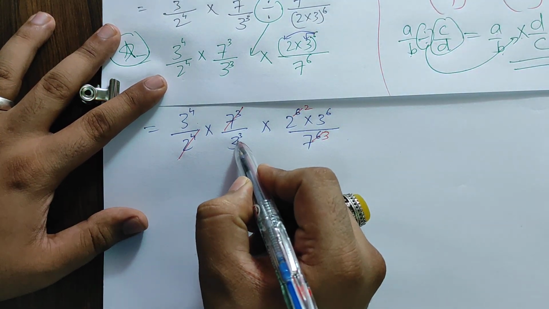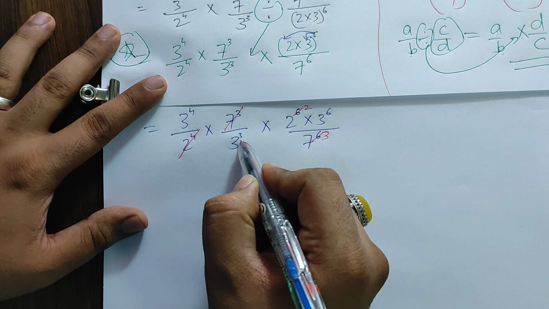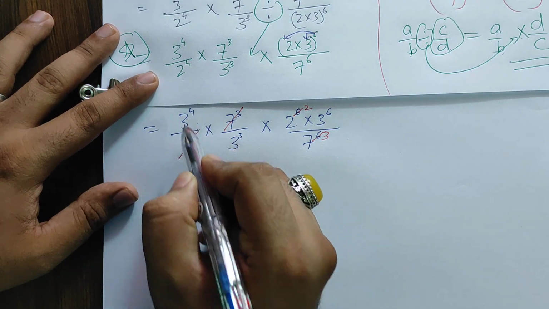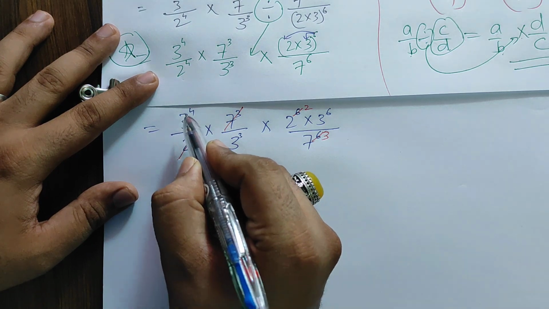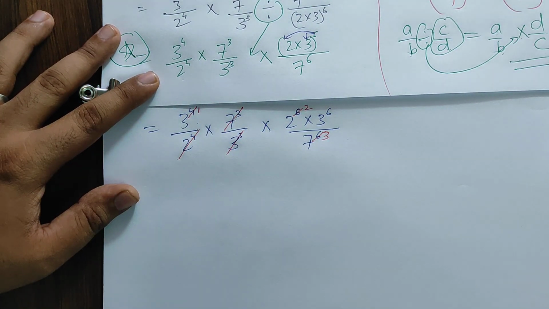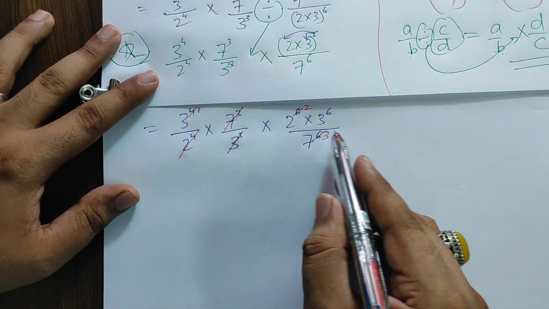Here it is 3 times 3. 3 into 3 into 3. Okay. And here it is 4 times 3. Okay, 3 into 3 into 3 into 3. So this 3 times 3 cancels out and only 1 time it will be remaining over here. I think so every number is cancelled now.